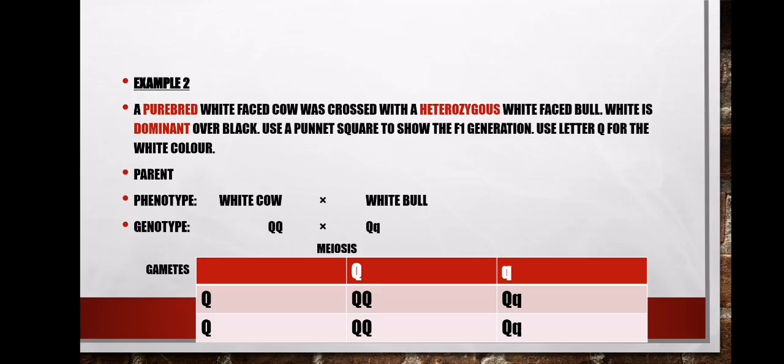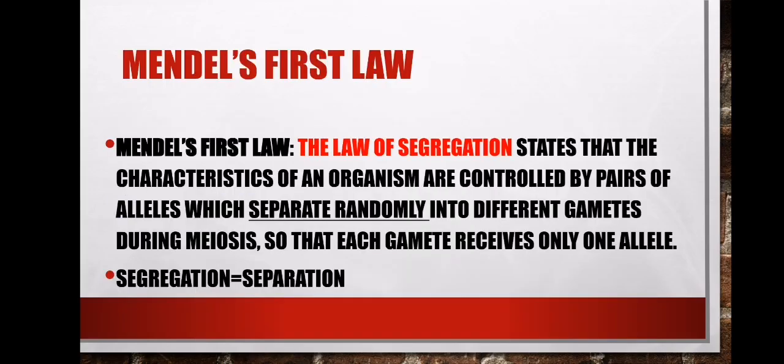Then here now we have the gametes. Then we do our cross, then we're done. That is the simplest part of it. Let's quickly look at Mendel's first law. Mendel's first law is the law of segregation.